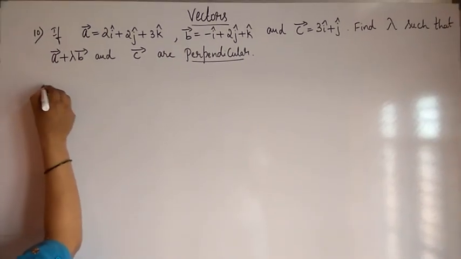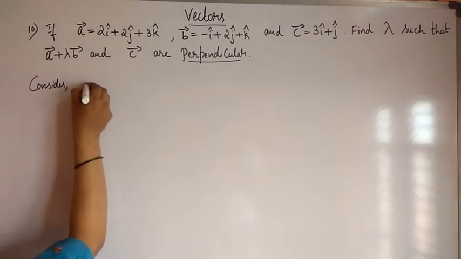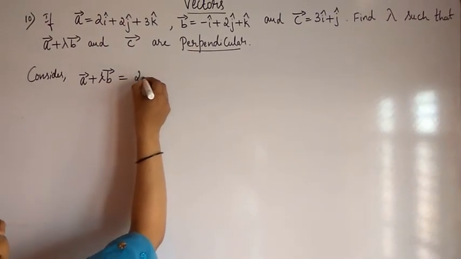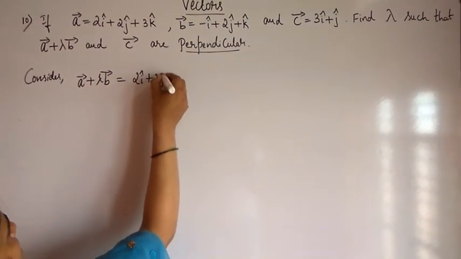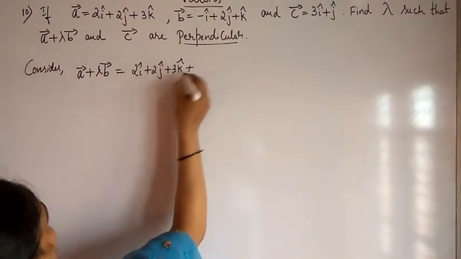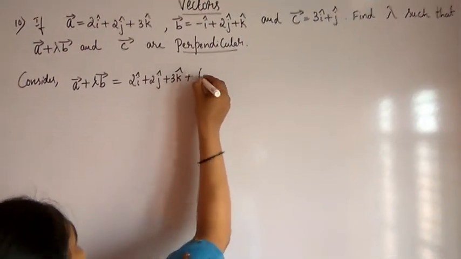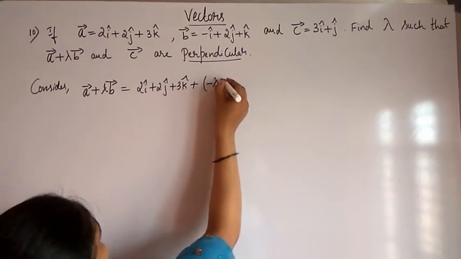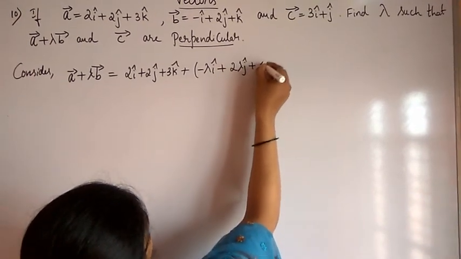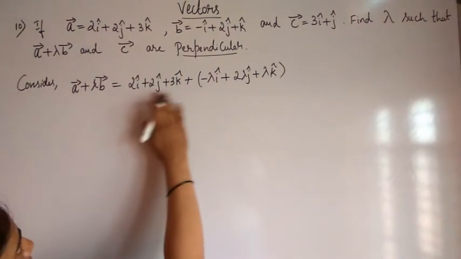Okay. So here, consider vector A plus lambda B vector equals vector A, which is 2i cap plus 2j cap plus 3k cap, plus lambda into B vector, multiply lambda to vector B. Okay. Here we get minus lambda i cap plus 2 lambda j cap plus lambda k cap. Okay. So now we have to add these two vectors.